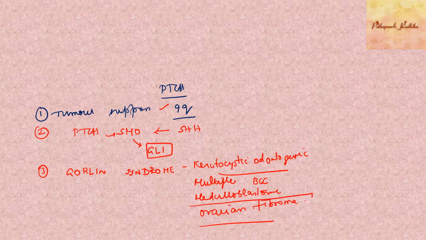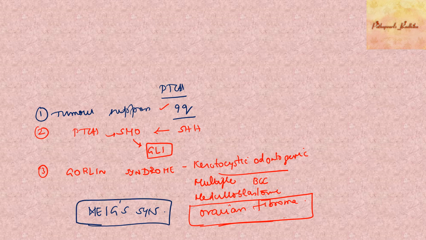So any other syndrome associated with ovarian fibroma? Anyone? Meigs syndrome. So what is Meigs syndrome? Meigs syndrome is an ovarian tumor with ascites and right-sided pleural effusion. That's a triad: ovarian tumor with ascites and right-sided pleural effusion. Most of the time it's an ovarian fibroma which causes this.